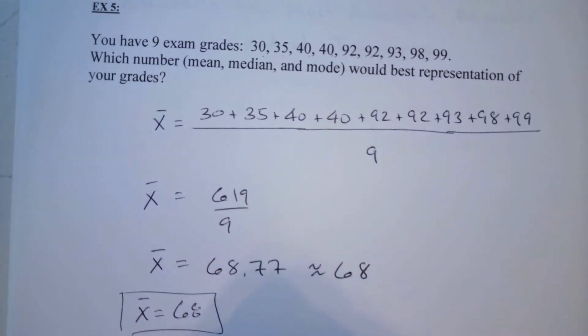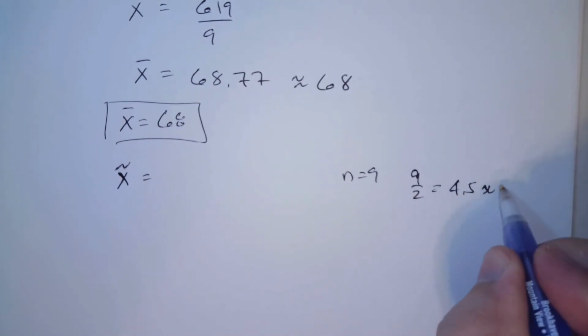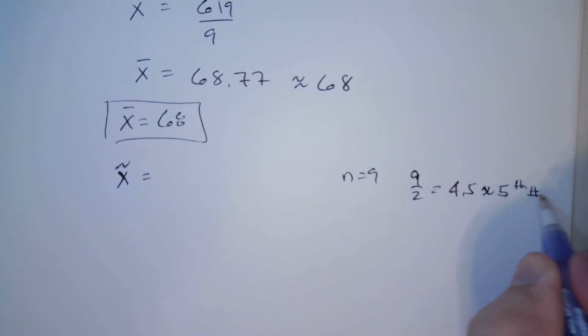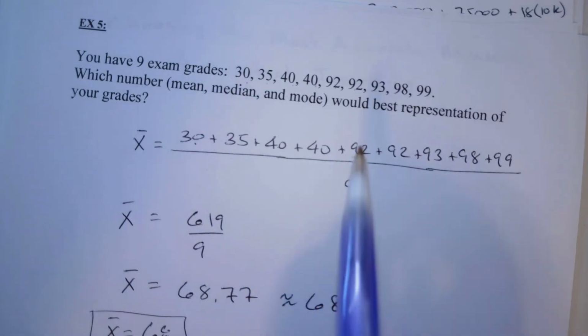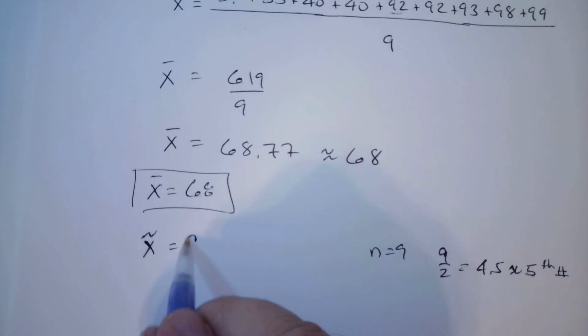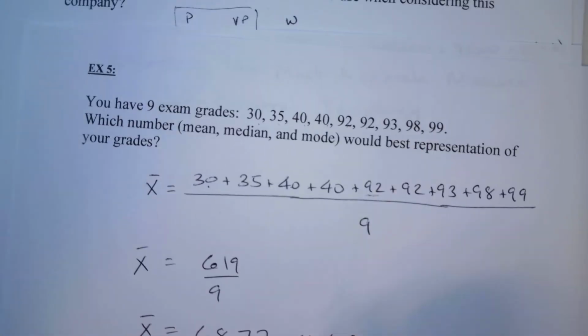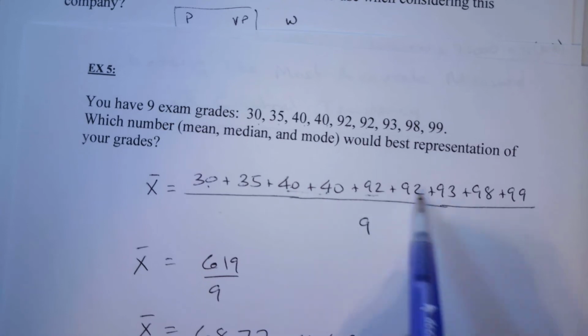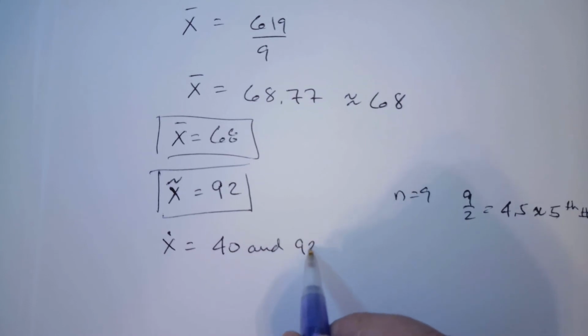The median. Remember, we have 9 numbers, so 9 divided by 2 is 4.5, rounded up to the 5th number. So it's going to be 1, 2, 3, 4, 5. The 5th number is 92. That's your median. And the mode, you have 40, which happens twice, and 92. We have 40 and 92.